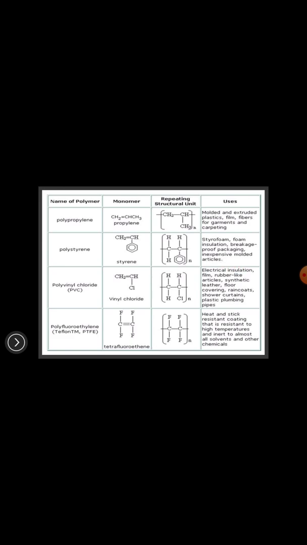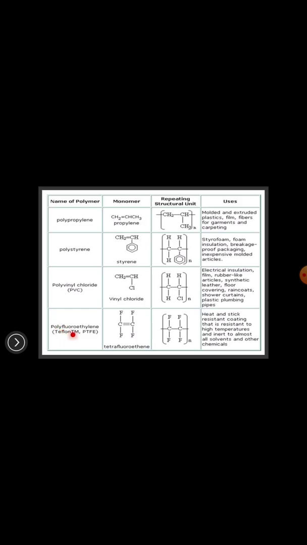Now the next one is polyvinyl chloride. We have discussed already this, and the units, monomer units are vinyl chloride, and this is a repeating structure unit of vinyl chloride. Here are few uses, very important uses of polyvinyl chloride: electrical insulation, film, rubber like articles, synthetic leather, floor covering, raincoats, shower curtains, plastic plumbing pipes. These are the very important uses of polyvinyl chloride.